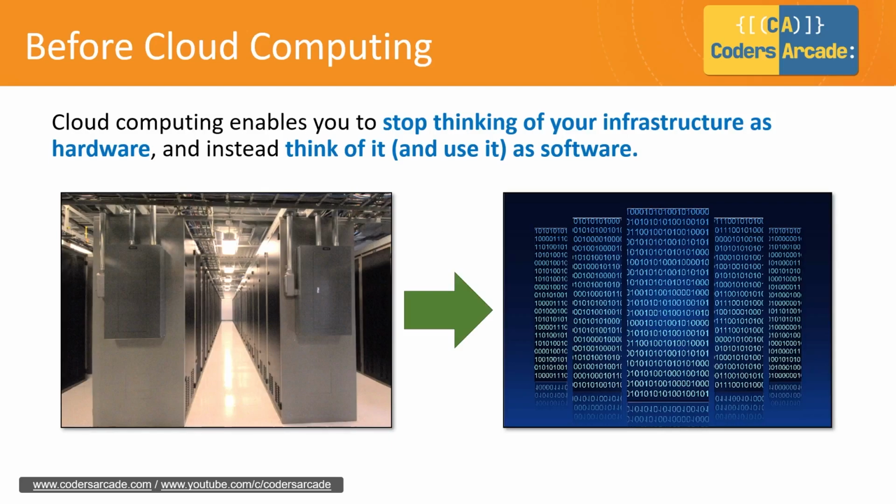Before cloud computing, you would have to provision capacity based on guessing theoretical maximum peaks. That means you have to think about a physical thing. You have to create your own data center and all the physical implementation you have to bother about. But with cloud, you don't have to bother about that. You can simply use it as a service, as software.